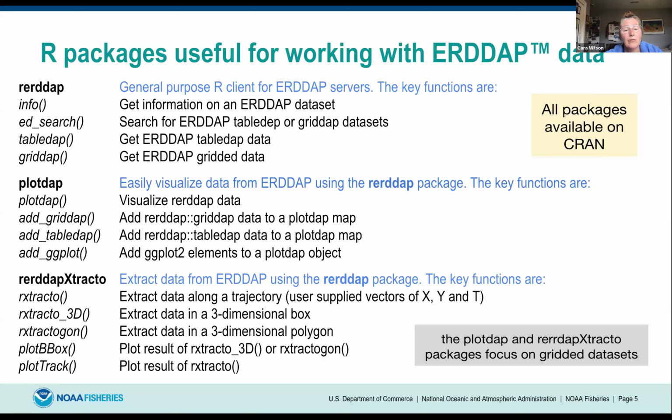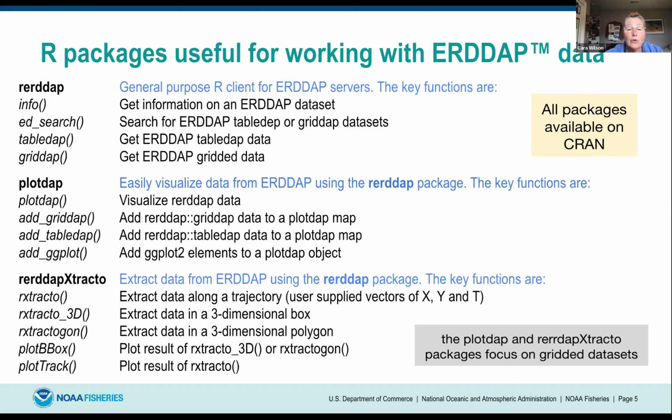And then rerddapXtracto, there are 3 key functions that are part of it. It was initially developed for helping our users who have tagged animals, or a ship, something that's moving in latitude, longitude and time. So you have an X, a Y, and a T, and you want to get the satellite data, a gridded data set, that matches up with those points. And so that's what the primary function in this package does.